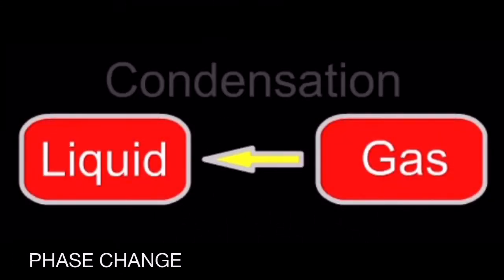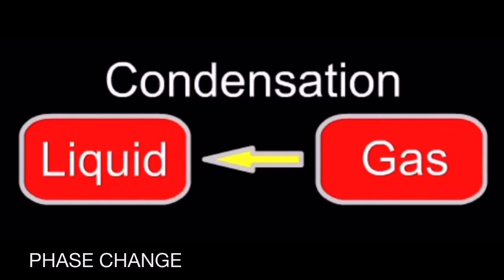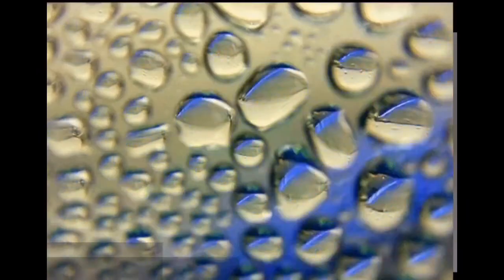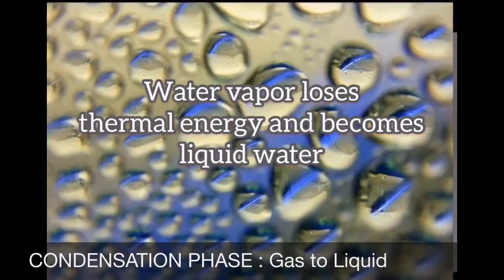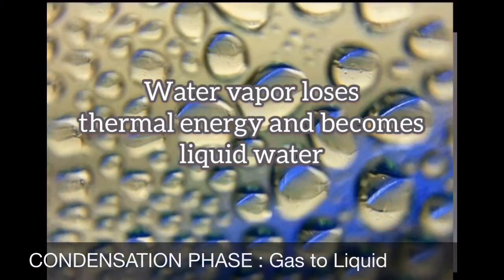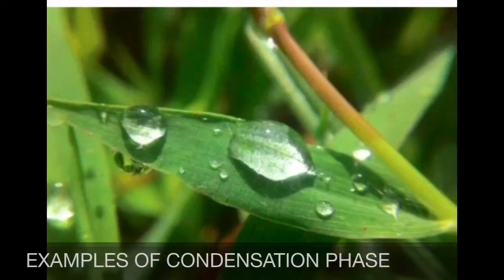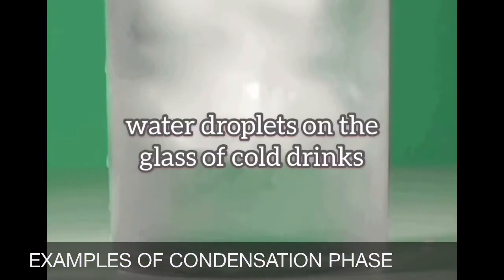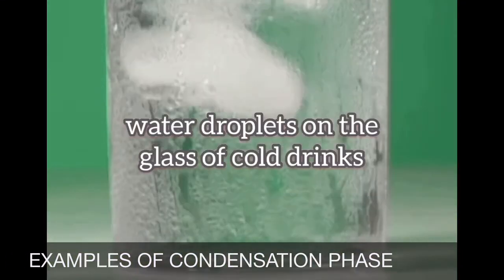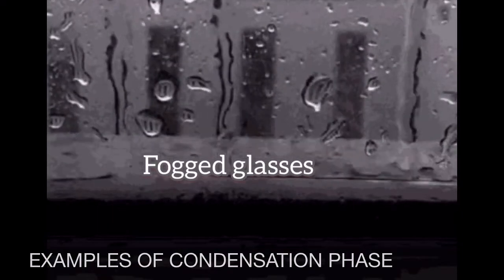When gas becomes liquid, it's called the condensation phase. When water vapor loses thermal energy and becomes liquid water, condensation has occurred. Some examples are dew on the morning grass, water droplets in a glass of cold drinks, and fogged glasses.